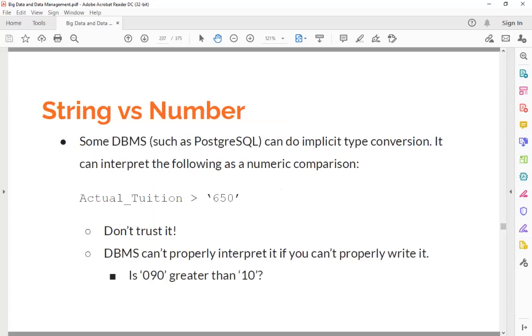Okay, so I think I got this part down. Lesson learned: don't trust DBMS. Don't trust their conversion. If you need to do type conversion, do it yourself.